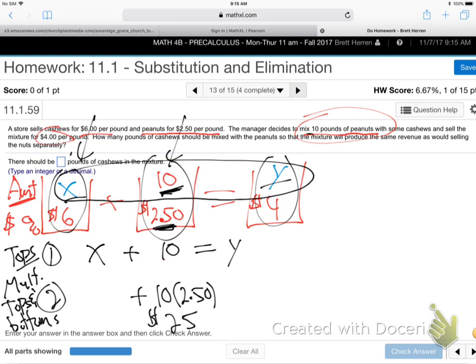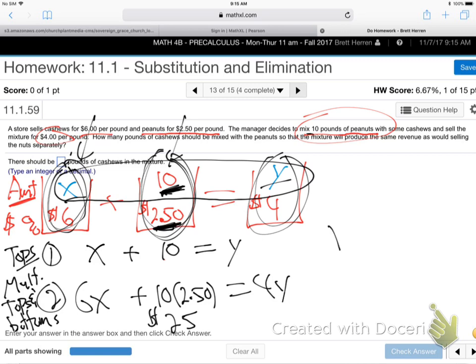Whenever you multiply the number of pounds times the dollars per pound, you get the dollars, right? So over here, that'd be 6 times X, 10 times 250, and 4 times Y. Because the monetary value of all the cashews plus the monetary value of all the peanuts has to be the total monetary value of the whole mix, doesn't it? That's just the total money equation. So there's our two equations with two letters.